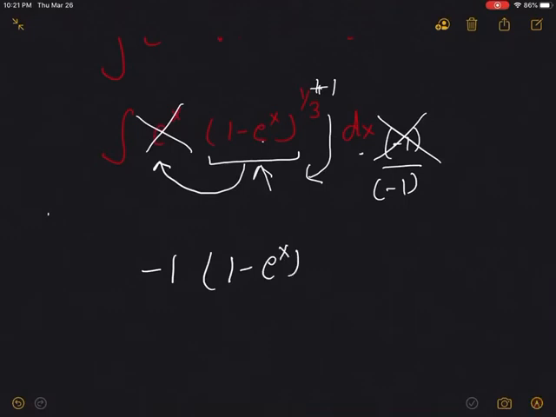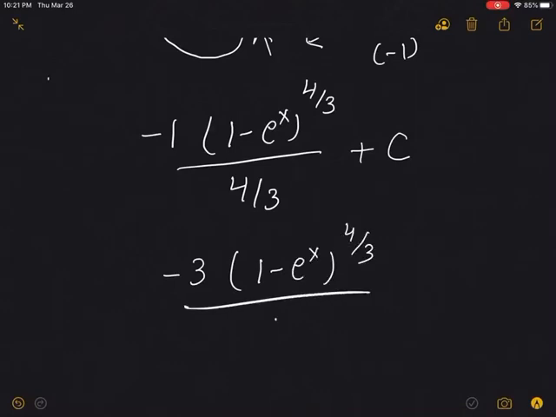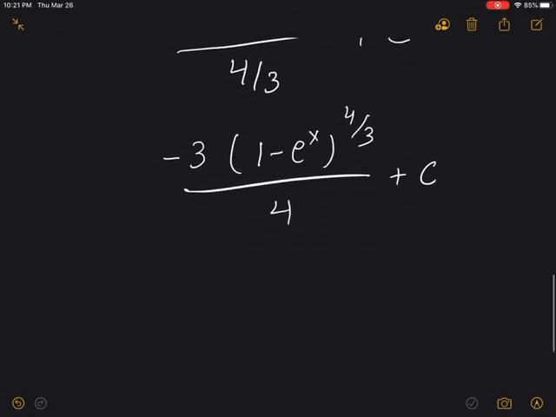1/3 plus 1 becomes 4/3, and I would divide by the same number. Almost there. And last thing, add c, and don't forget to simplify this 4/3 in the denominator. So it's basically multiplying by the reciprocal. So finally it simplifies to -3, 1 minus e to the x to the 4/3 over 4 plus c is my final answer. Here you go. So this is my answer.